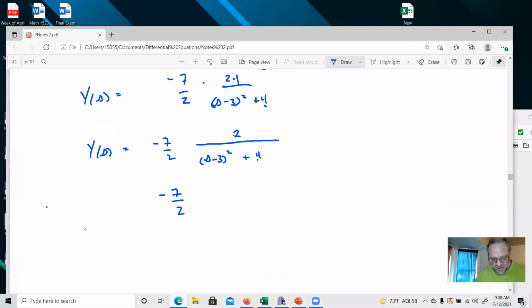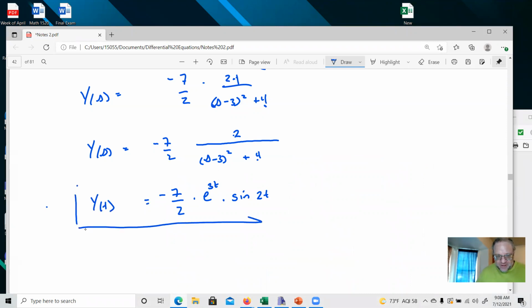So this is going to be -7/2. We have e to the 3t, right? And this is sine of 2t. This is all times. Right? And that is equal to our y of t.